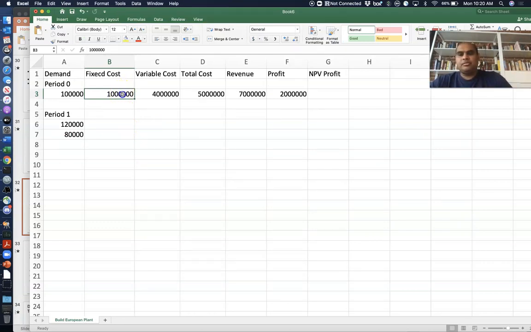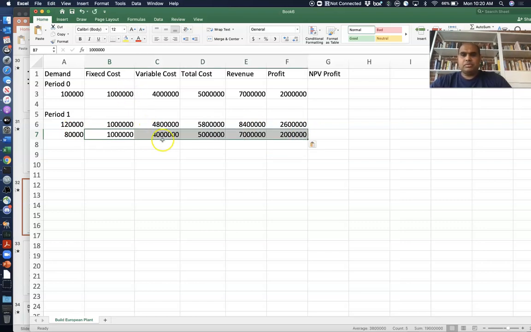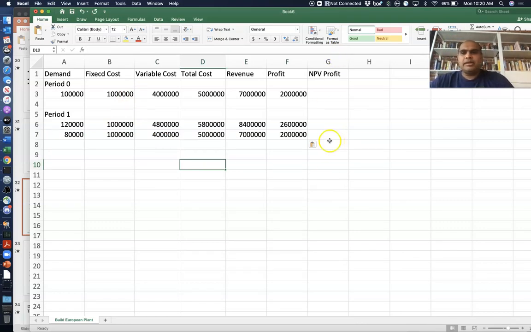So I'm going to take the fixed cost, all of these formulas. I'm just going to copy them and paste them here. Fixed cost is 1 million. Variable cost is 40 times that. And then this is the revenue, this is the profit. And the same goes here, fixed cost, and so on, right? Now again, I'm not calculating net present values yet. Let's go to period 2.